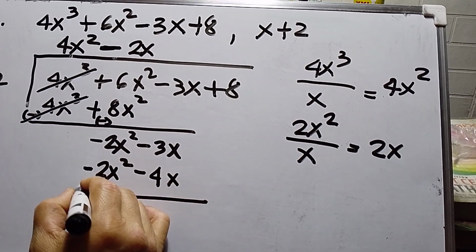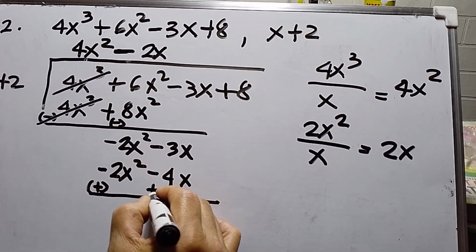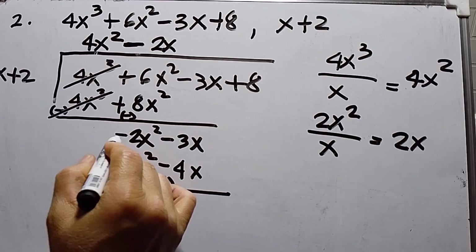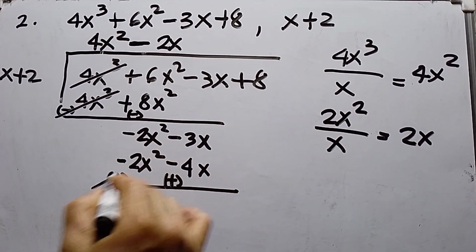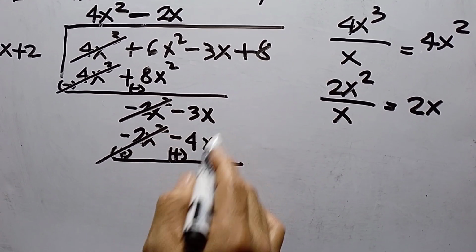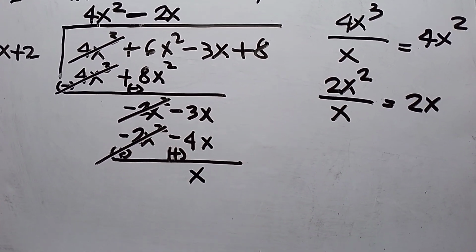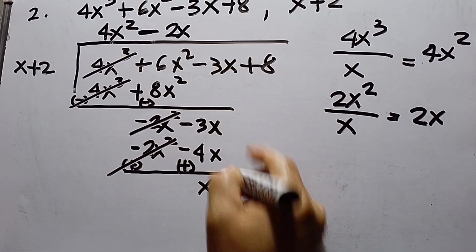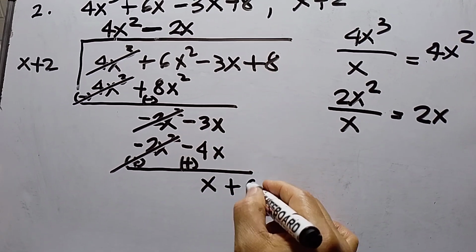Again, we have to change the sign of the product, so this will be positive. So negative 2x squared and positive 2x squared cross out. Then I have negative 3x and positive 4x, that will be x. Then I need to bring down positive 8.